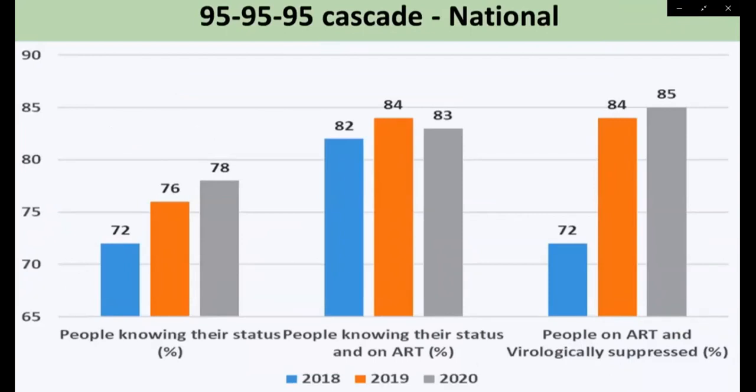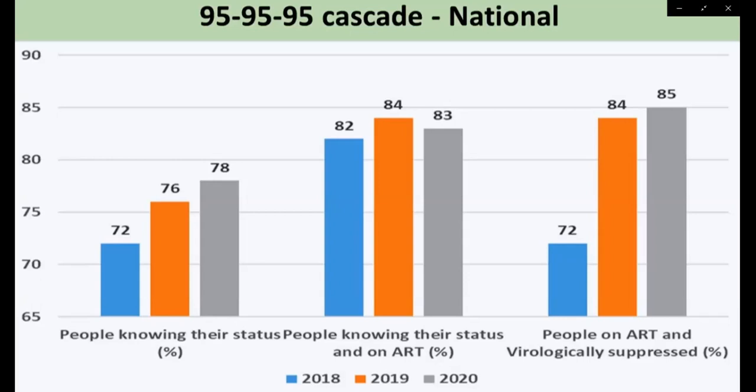So in the current slide, you might be looking at the national scenario, and we can clearly see that there is a gap of 22% in the first 95, and still there is a gap in the second and third 95. In fact, if we want to reach 100%, the gap is 22%. And for the last 3 years, we haven't seen very incremental progress.